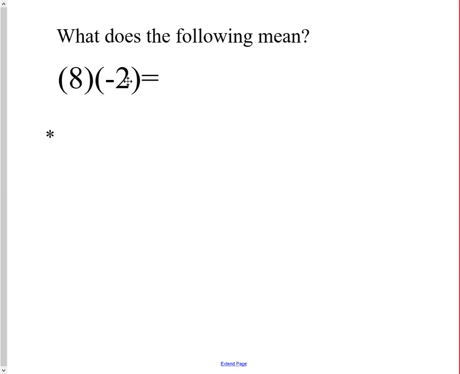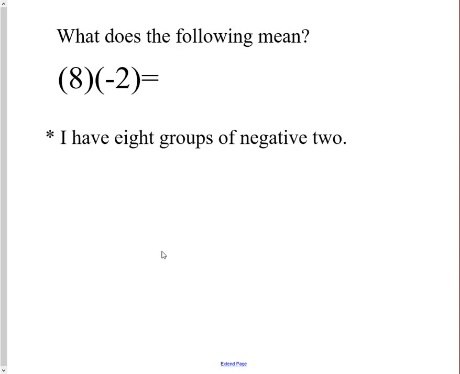What about 8 times negative 2? What does that mean? Well, that means I have 8 groups of negative 2. And so 8 groups of negative 2, when you add all those together, you're going to end up with negative 16.